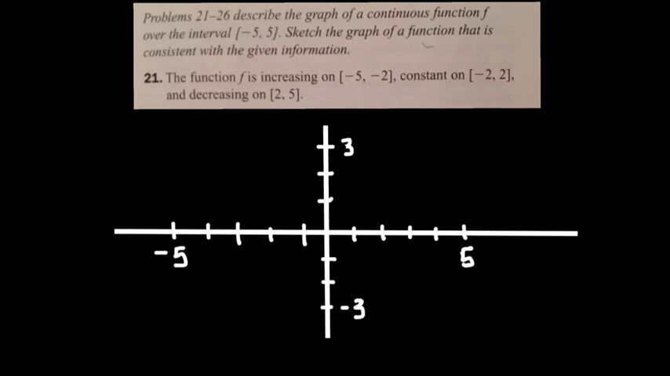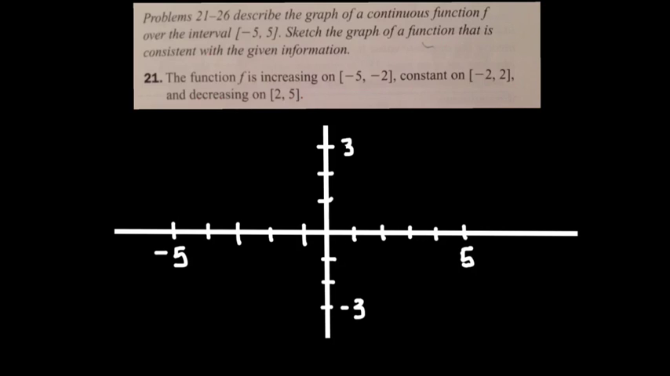So for number 21, the function has to be increasing on the interval from -5 to -2, constant on the interval from -2 to 2, and decreasing from 2 to 5. Keep in mind that these intervals represent the domain variables, or the domain intervals, and also that it's possible to have several different outcomes here, or several different sketches. The important thing is that the sketch meets all of the conditions.